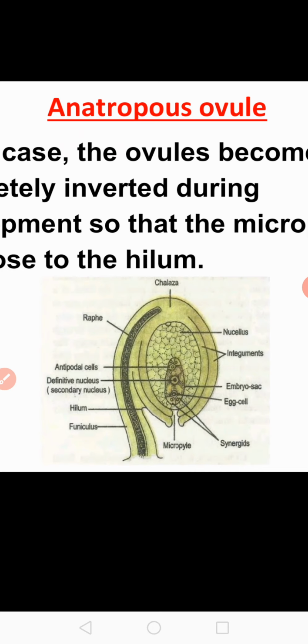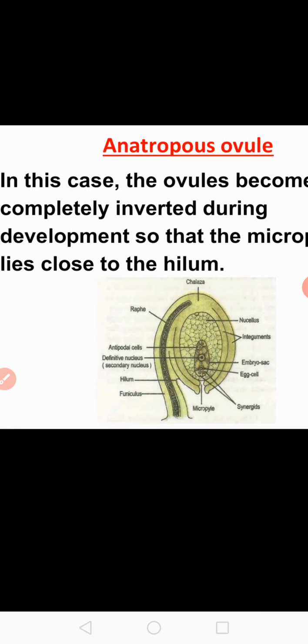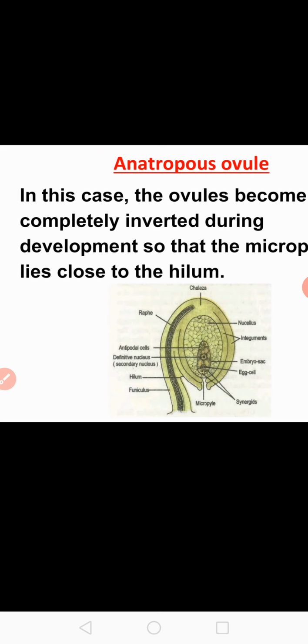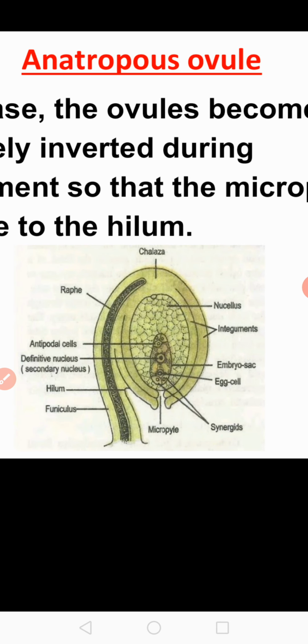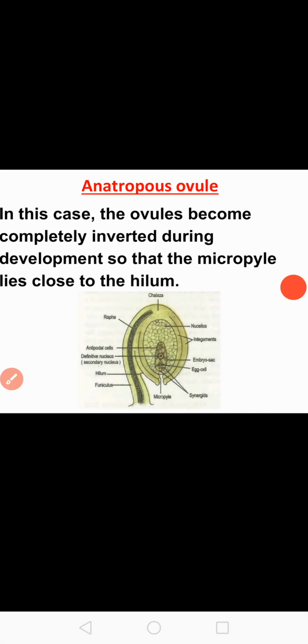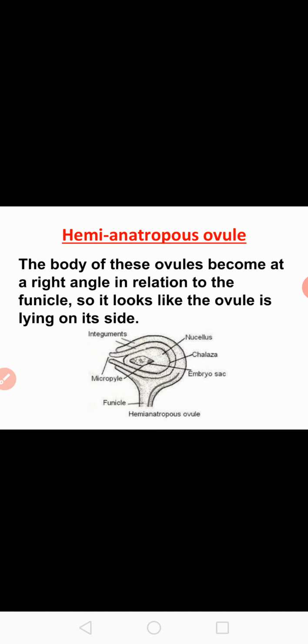Moving on to the next type, anatropous ovule. In this case, the ovules become completely inverted during the development, so that the micropyle lies close to the hilum. This anatropous ovule is also called inverted ovule. Because of this nature, the chalaza and the micropyle lie in the same direction, but the funicle is not. Am I clear?